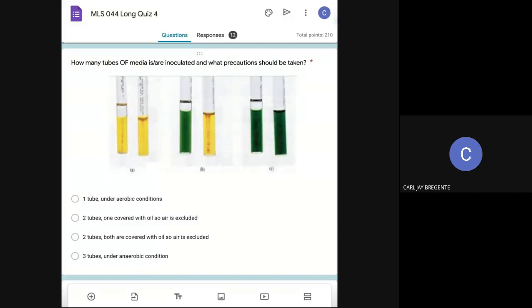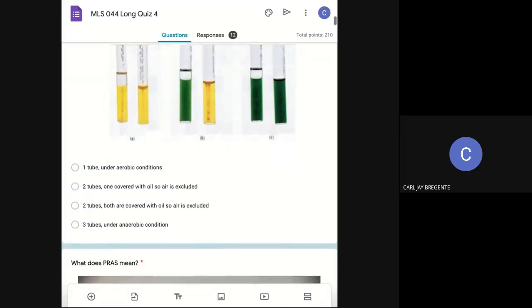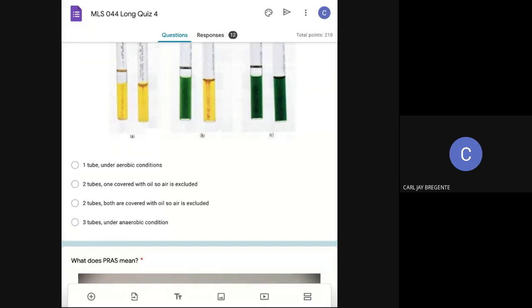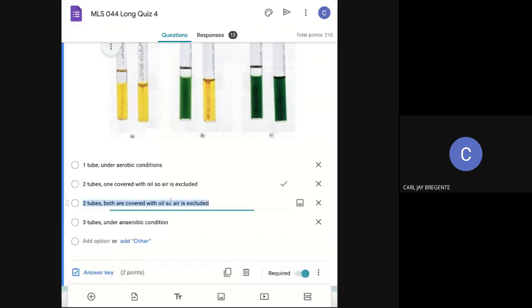How many tubes of media are inoculated and what precautions should be taken? If you notice, they only have two tubes, so 1 and 3 tubes are automatically ruled out. What remains is 2 tubes. The correct answer is 2 tubes, but 1 covered with oil so the air is excluded. One of them is covered with oil so that the anaerobic organism can be detected.